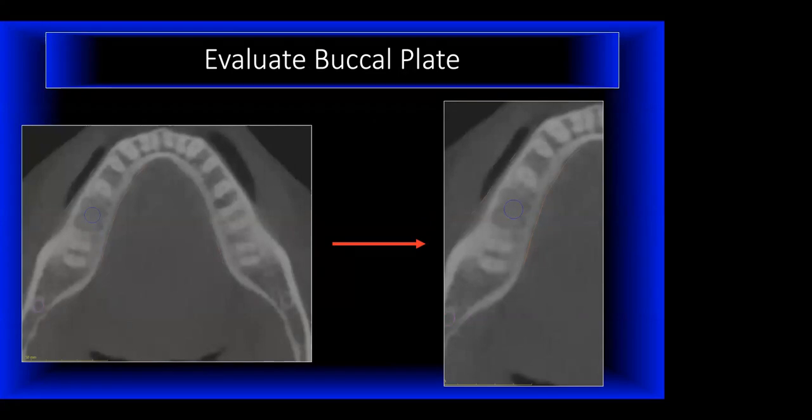The next thing I like to do is evaluate the buccal plate. What we're looking at is that buccal plate, is there any issues with it, such as, is it missing or is it real thin? We have learned over the years that the buccal plate is very significant in longevity, maintaining the soft and the hard tissue drape around that area.